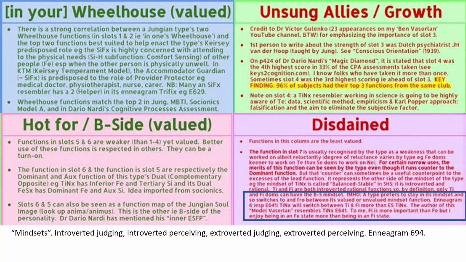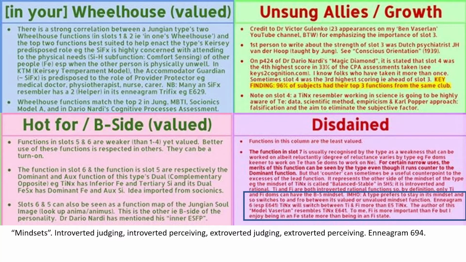So he talks about the idea of mindsets, where you group together perceiving and judging functions into their introverted and extroverted variants. So if a type's a TI dominant, it's going to be good with the introverted judging mindset, and I like that. It's a shame it's not really in the system. There's no in-system expression of that here. Maybe there is, but so far I can't really see it.